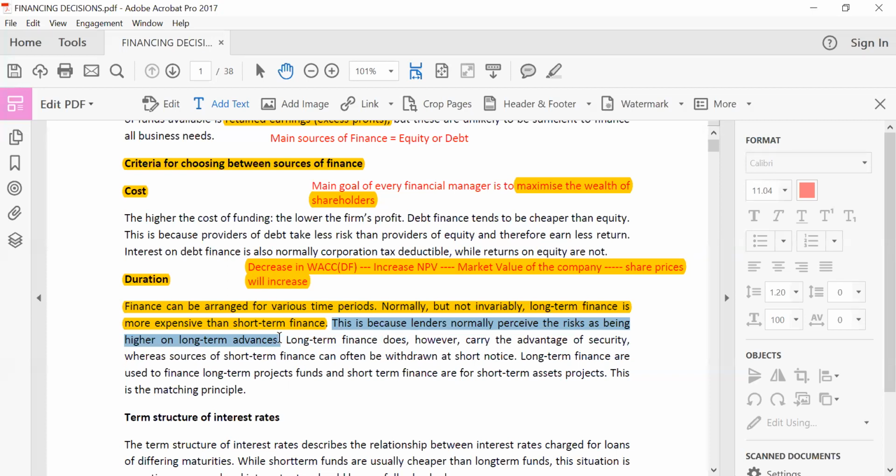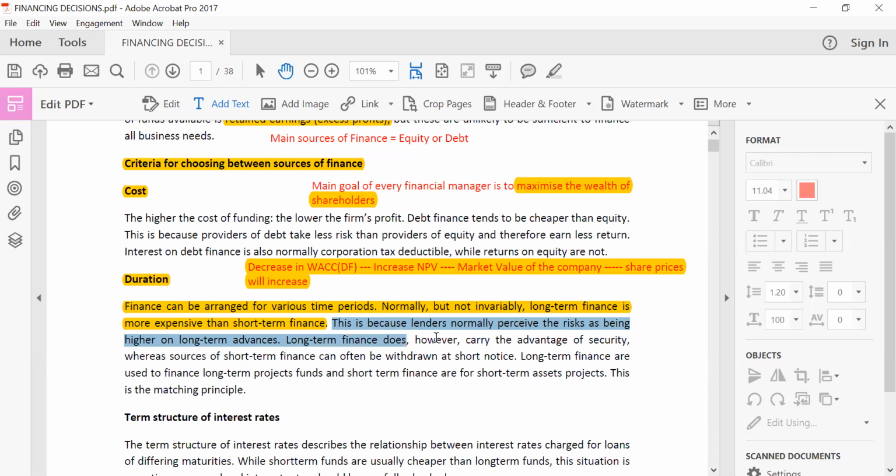That's what I've explained. Those who are giving the money think that if it is a long-term finance, it's going to take a lot of years before you pay that. There's an increased risk of default, and they are scared of that. So they charge you a higher rate, such that when you pay to a particular point and you decide not to continue to pay anymore, at least they've recovered something substantial, right? So this is because lenders normally perceive the risks as being higher on long-term advances.